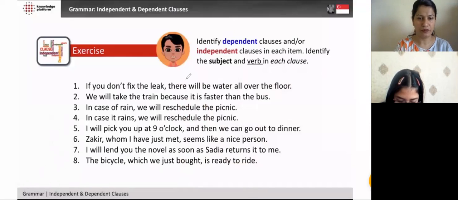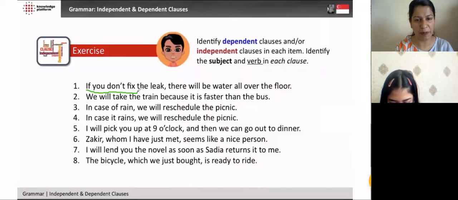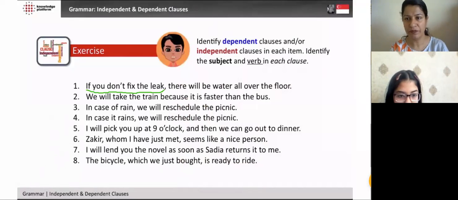Ahmed? If you don't fix the leak, क्या चीज है? Dependent है कि independent है? Anyone else? हमारे पास टाइम थोड़ा है बच्चे, 6 minutes हैं.